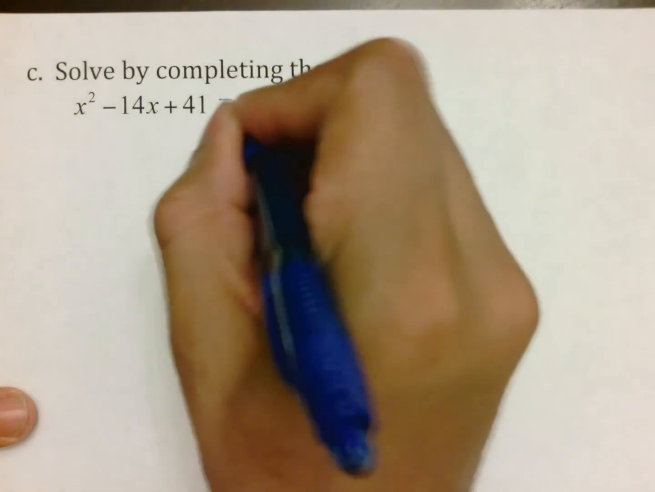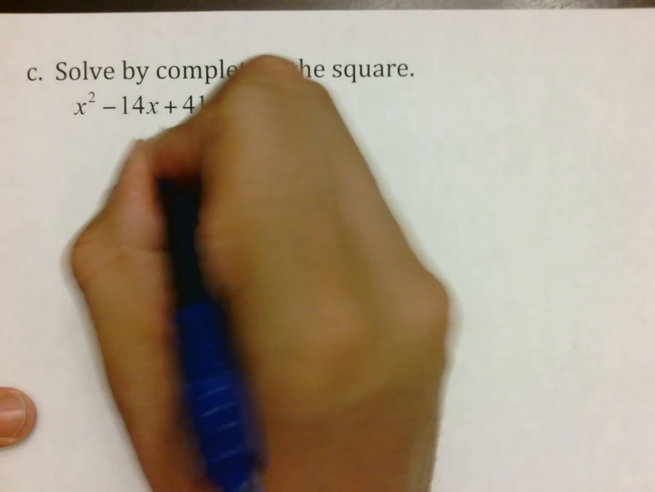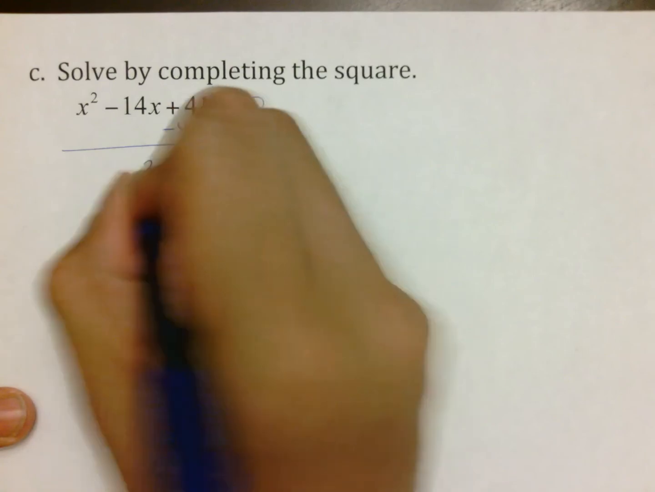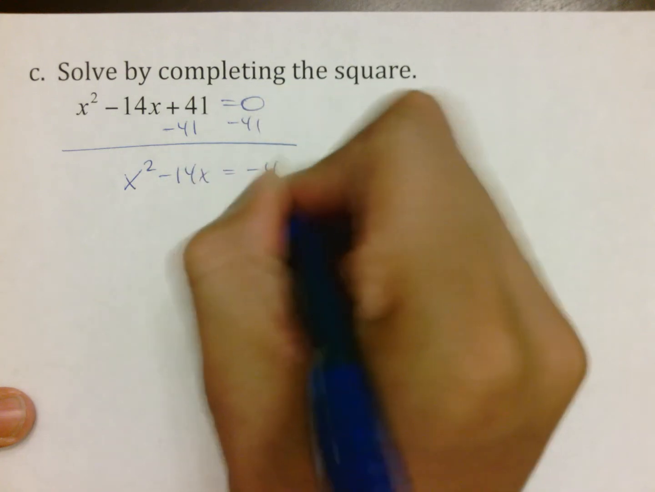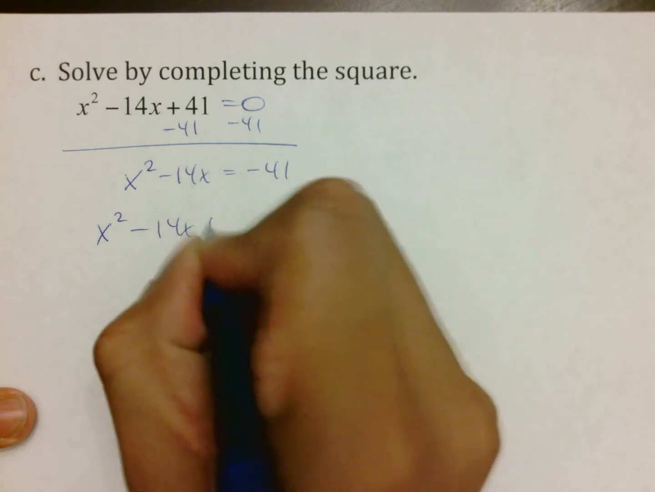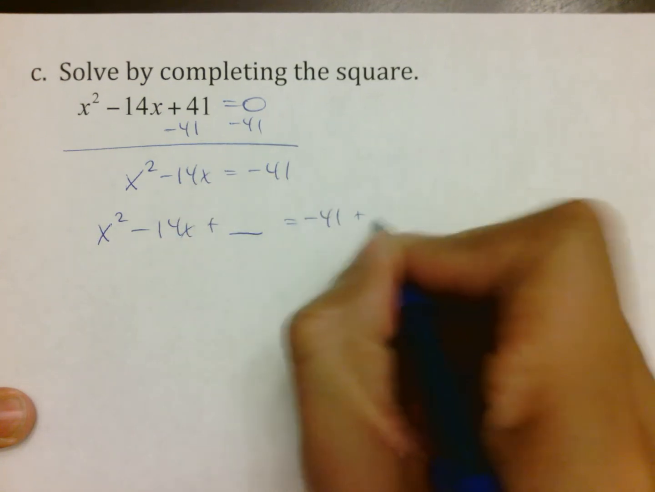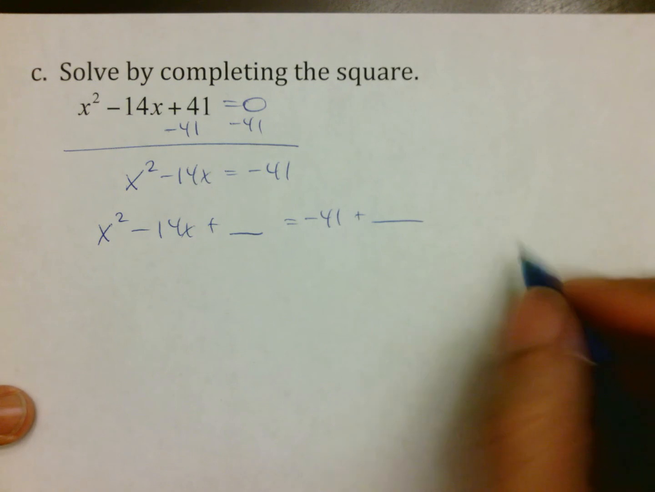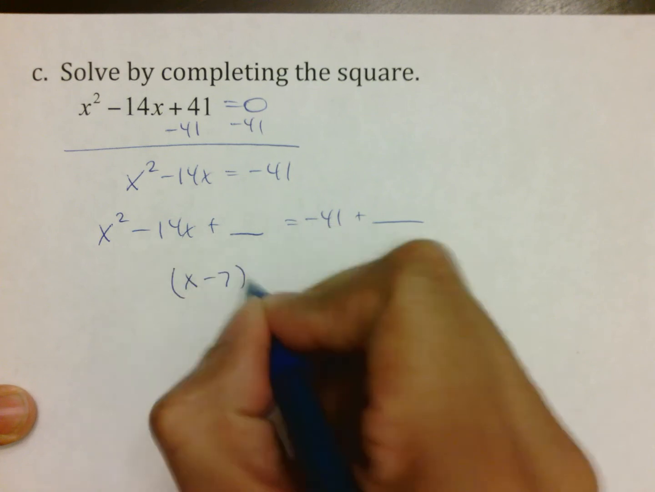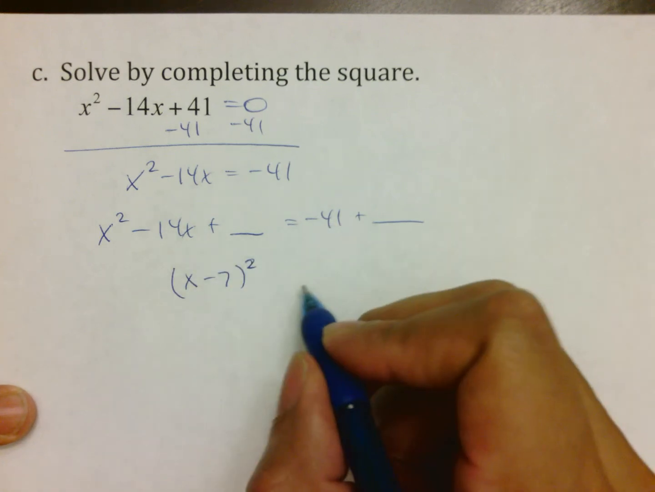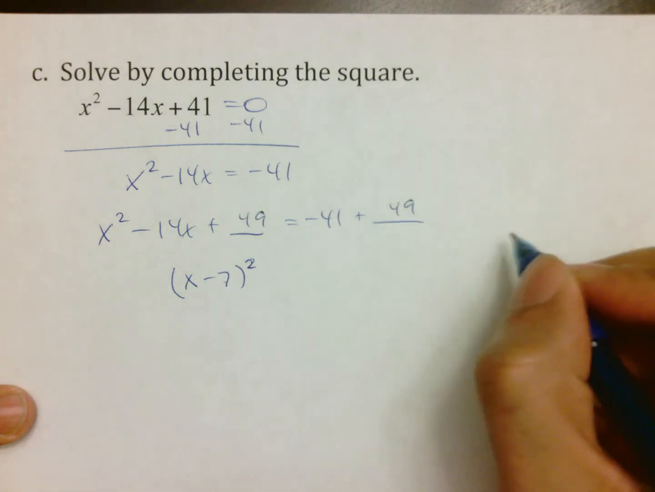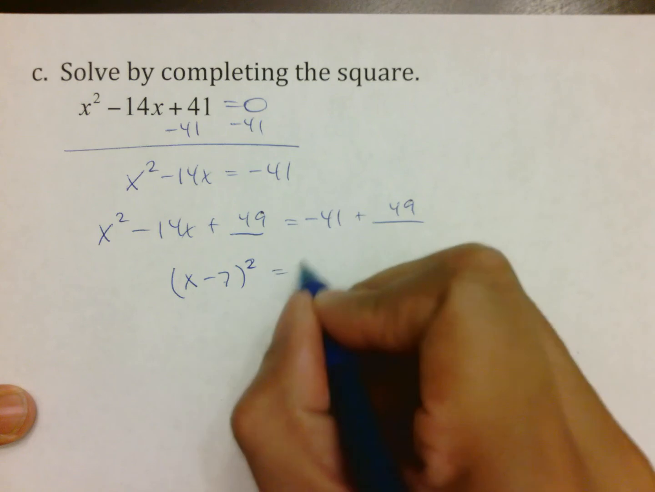Here, that should be equal to 0, by the way. First thing we want to do is isolate the x's. So we subtract 41 from both sides, which gives us x squared minus 14x equals negative 41. The second thing we do is create our blank: x squared minus 14x plus blank equals negative 41 plus blank. We then need to figure out the blanks and complete the square. So we put x minus 7, 7 because that's half, squared because we're creating a perfect square. 7 squared turns into 49 here, and 49 there. Negative 41 plus 49 equals 8.